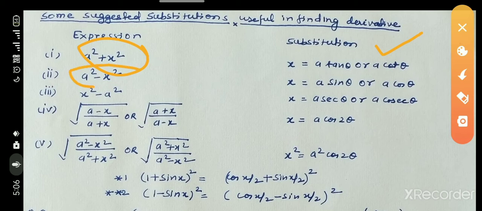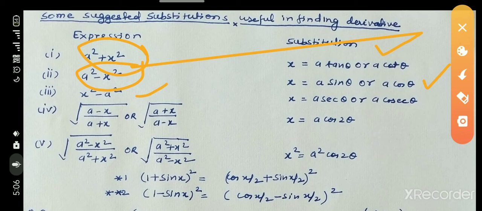And if it is a square minus x square, then we generally substitute x is equal to a sin theta or a cos theta. And if it is x square minus a square, then we generally substitute x is equal to a sec theta or a cosec theta. And the fourth one, under root (a minus x) upon (a plus x) or (a plus x) upon (a minus x), we generally substitute here x is equal to a cos 2 theta.